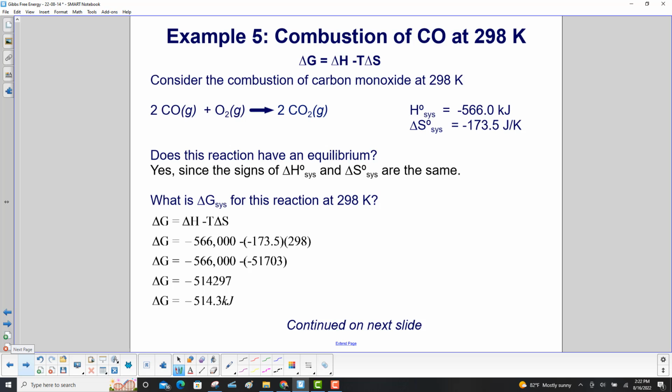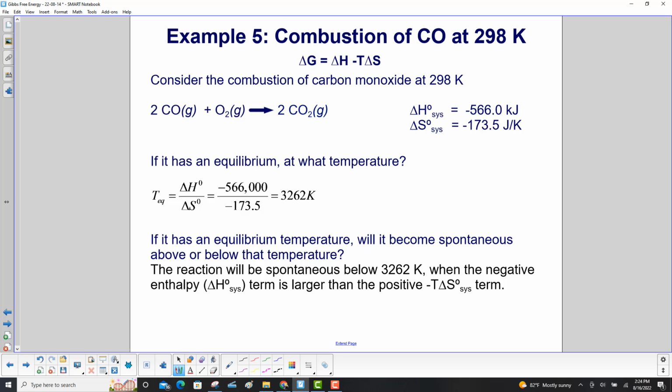Does this reaction have an equilibrium? Yes, since the signs of delta H and delta S are the same. What is delta G for this reaction at 298 Kelvin? Well, here's our Gibbs equation here. We plug in the values for delta H, delta S, and then the temperature is 298. Carry out the math, and we get a delta G of minus 514.3 kilojoules.